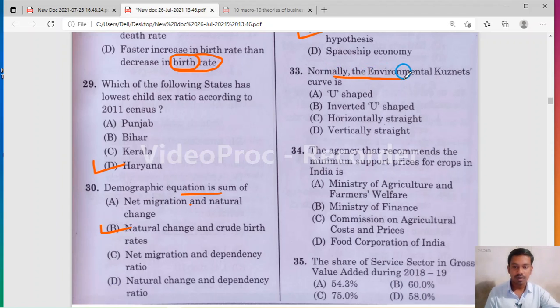Next, question number 33. Normally, the environmental Kuznets curve is option A, U-shaped, option B, inverted U-shaped, option C, horizontally straight, option D, vertically straight. Here the right answer is option B, inverted U-shaped.